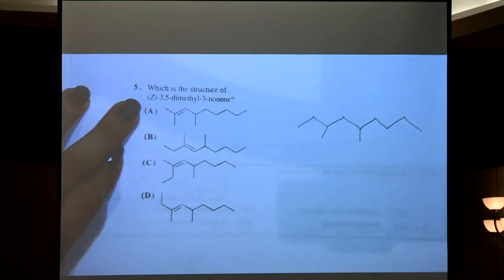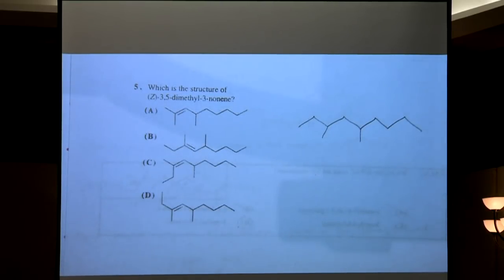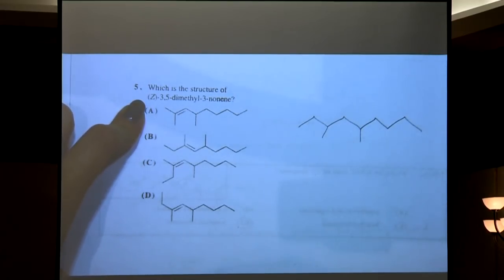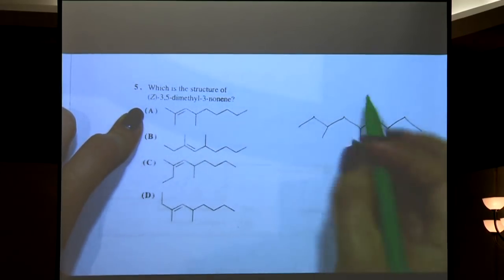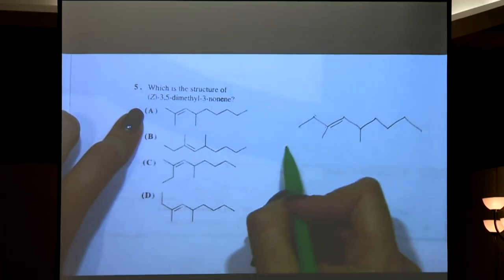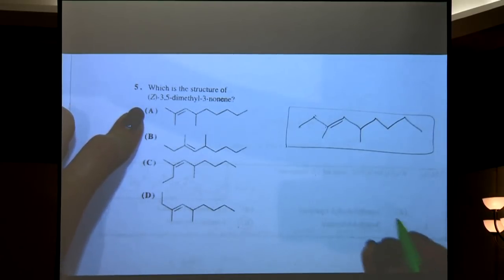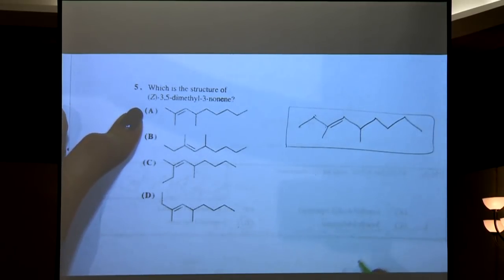When it says Z, what does that mean? Right, so the groups with the higher priority are going to be on the same side. If it was E, then it would be on opposite sides. So keep that in mind. Z, same; E, opposite. So in this case, we want C. And then it's 3-nonene, 1, 2, 3. Boom. Is that Z or is it E right now? E, right. So if that doesn't work, what could we do to fix it?